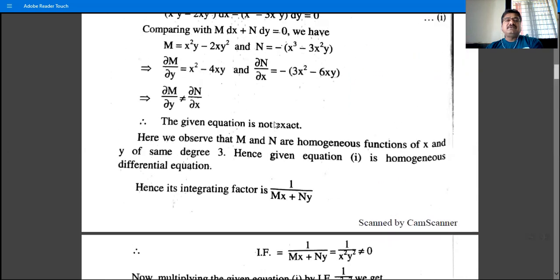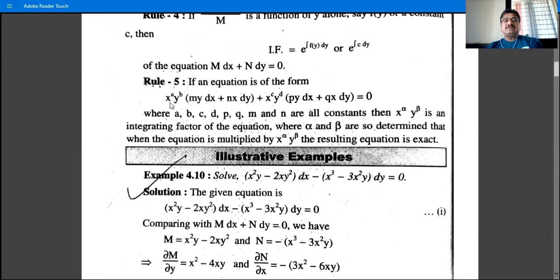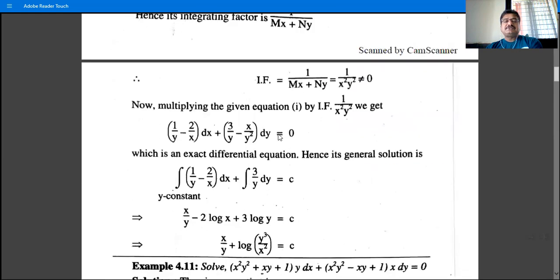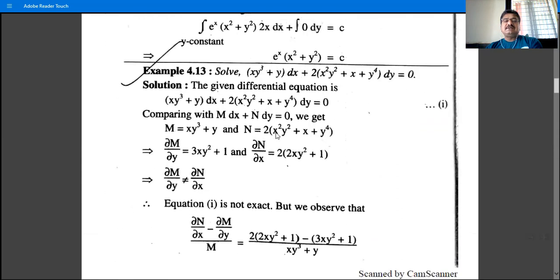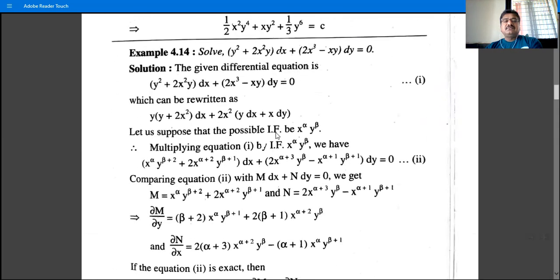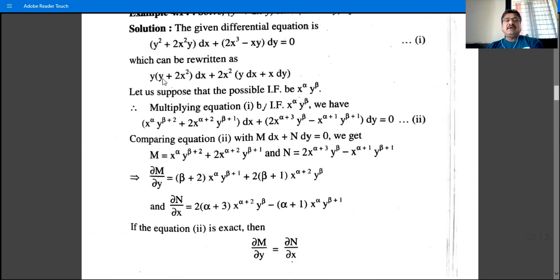This is the example depending on rule number 5: x^a y^b (m y dx + n x dy), where this bracket is of the type m y dx + n x dy, with m and n any constants, and x^c y^d (p y dx + q x dy). So this is an example of that type. Here is the correction: in the bracket, y dx minus x dy, and then plus 2x^2 (y dx + x dy) as it is.